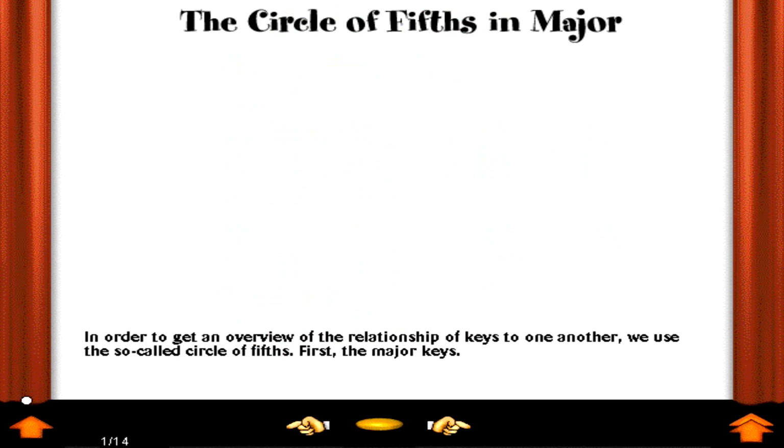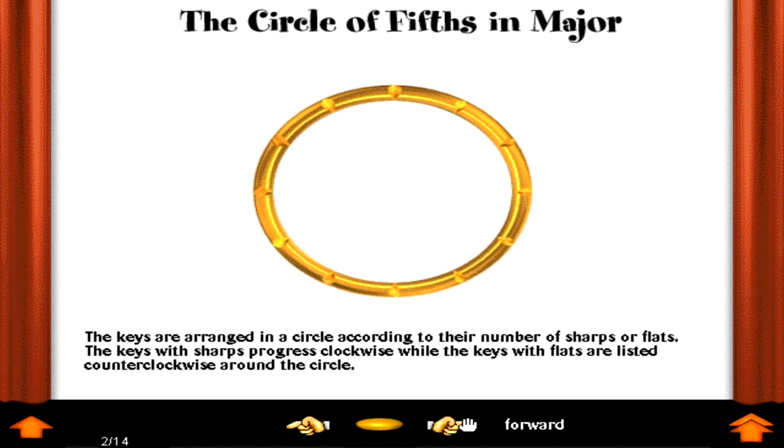In order to get an overview of the relationship of keys to one another, we use the so-called circle of fifths. The keys are arranged in a circle according to their number of sharps or flats. The keys with sharps progress clockwise, while the keys with flats are listed counterclockwise around the circle.